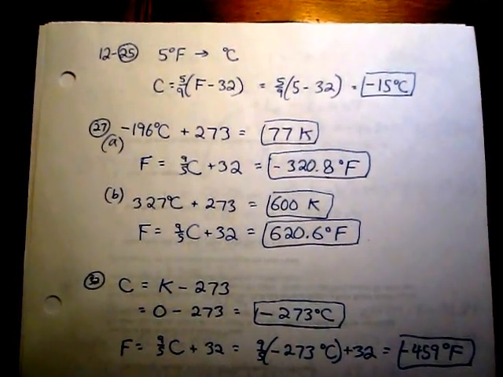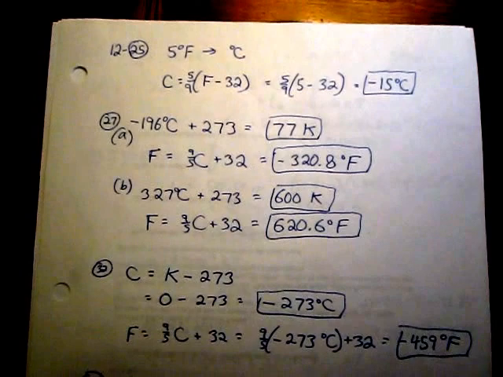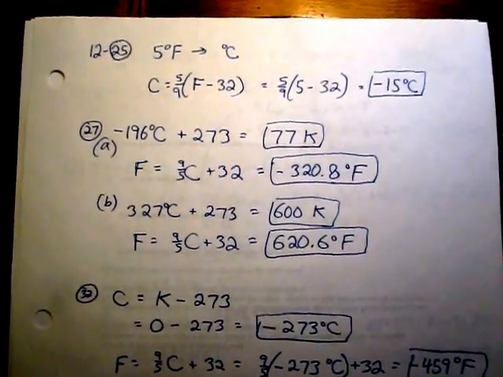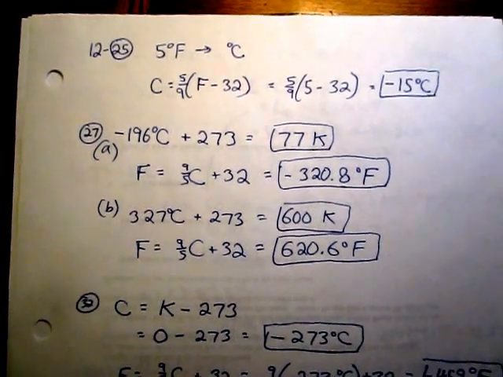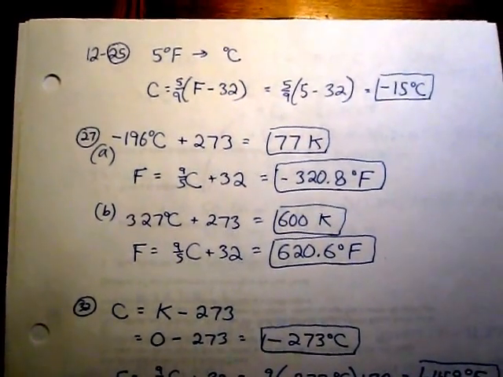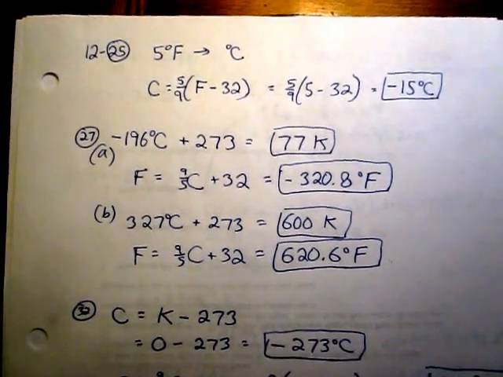This is the beginning of Chapter 12 homework for Physics 102A at Porterville College, starting with number 25. These first few problems are just straight conversions between Fahrenheit, Celsius, and Kelvin.